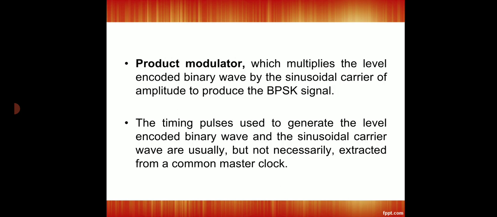The product modulator multiplies the level-encoded binary wave by the sinusoidal carrier of amplitude to produce the BPSK signal. The timing pulses used to generate the level-encoded binary wave and the sinusoidal carrier are usually based on the product modulator, but not necessarily extracted from the common master clock. It is usually based on the timing pulses used to generate the level-encoded binary wave.